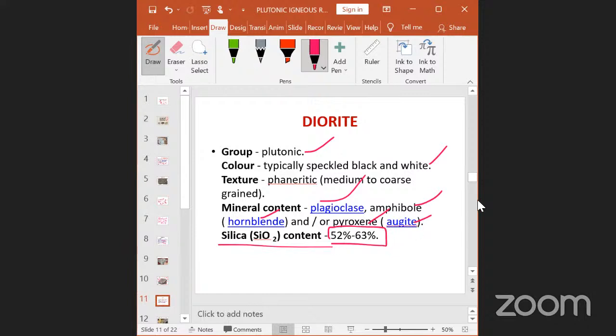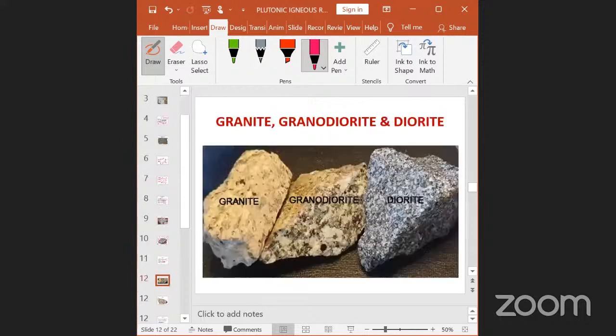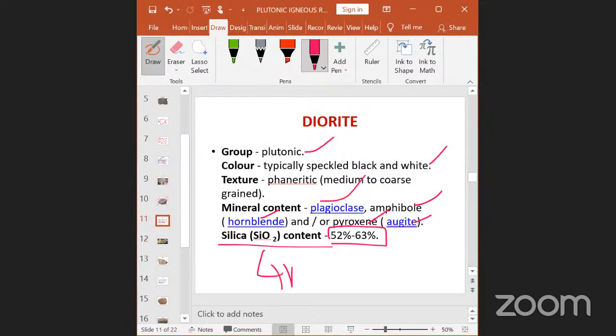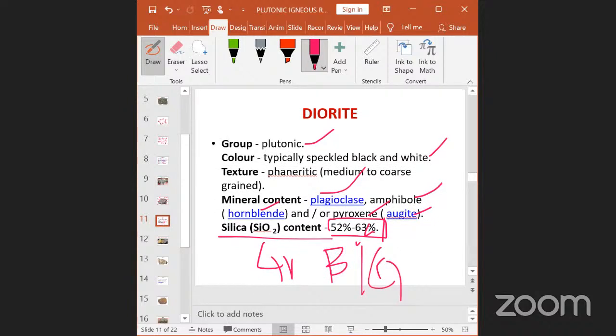So the silica percentage is 52 to 63%. Diorite has about the same structural properties as granite, but perhaps because of its darker color and more limited supply, it is rarely used as ornamental and building material. It is one of the dark gray stones that is sold commercially as black granite, right? So granite, granodiorite, and diorite.